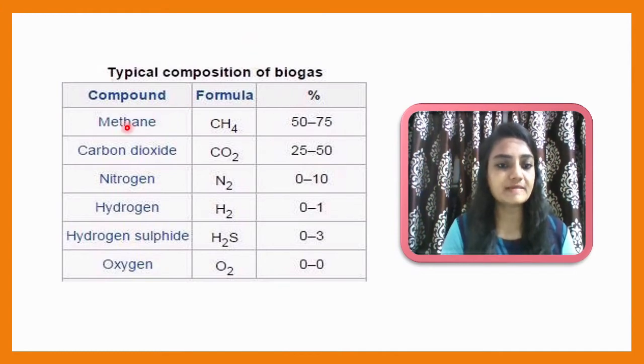Here in this table you can see a typical composition of biogas. So this is the main gas which is found in the biogas, that is methane gas, which you can find at 50 to 75%. Carbon dioxide is another one, 25 to 50%. Then nitrogen gas will be 0 to 10%. Hydrogen gas will be 0 to 1%. Hydrogen sulfide may be 0 to 3%, and oxygen will be 0%. This is the very typical composition of biogas.